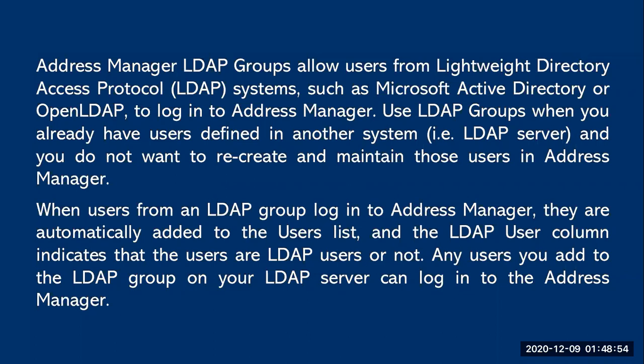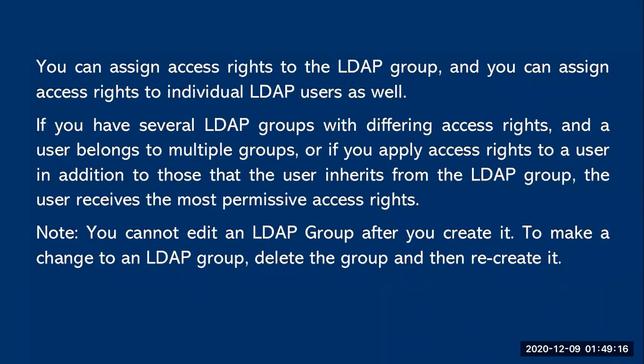When users from an LDAP group log into the Address Manager, they will automatically be added to the user list. The LDAP user column indicates whether the user is an LDAP user, an API user, or a GUI user. You can assign access rights to the LDAP group, and you can assign access rights to individual LDAP users as well.